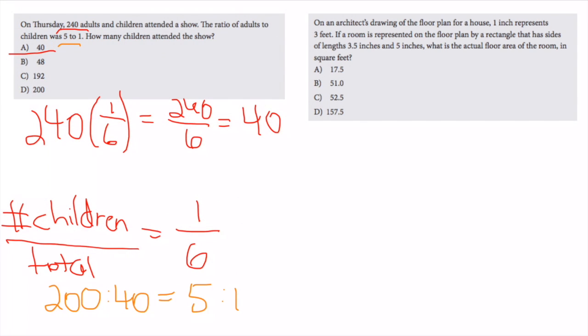Okay, so on an architect's drawing of a floor plan for a house, 1 inch represents 3 feet. Okay, if a room is represented on the floor plan by a rectangle that has sides of lengths 3.5 inches and 5 inches, what is the actual floor area of the room in square feet? Okay, so initially I know that we have 1 inch for every 3 feet.